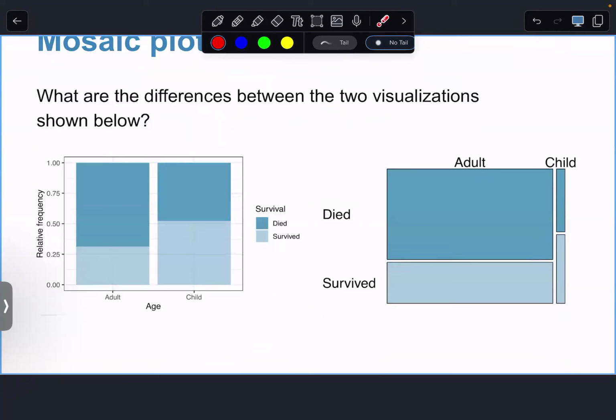Another example. This is from the Titanic data set, which we use often to illustrate categorical data, right? Did they survive or did they die? Were they an adult or a child? Now, of course, there were many, many adults on the Titanic and not very many children. But of the children, it looks like a slightly higher proportion survived. So, cool.